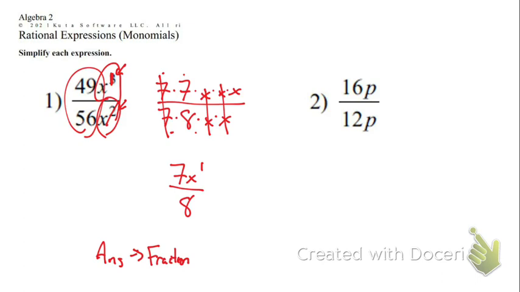All right. Now over here, I have 16p over 12p. I know that they're both divisible by 4, so 4 times 4p, and that's all over 3 times 4p. Now here, I have 2 4p's. They can both go away, or you can take them in part. The 4's go away, the p's go away, I'm left with 4 thirds, and that's my simplified expression.